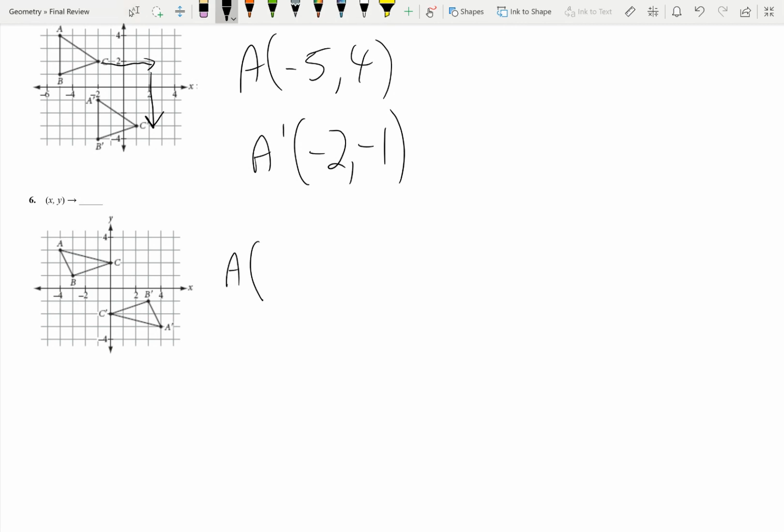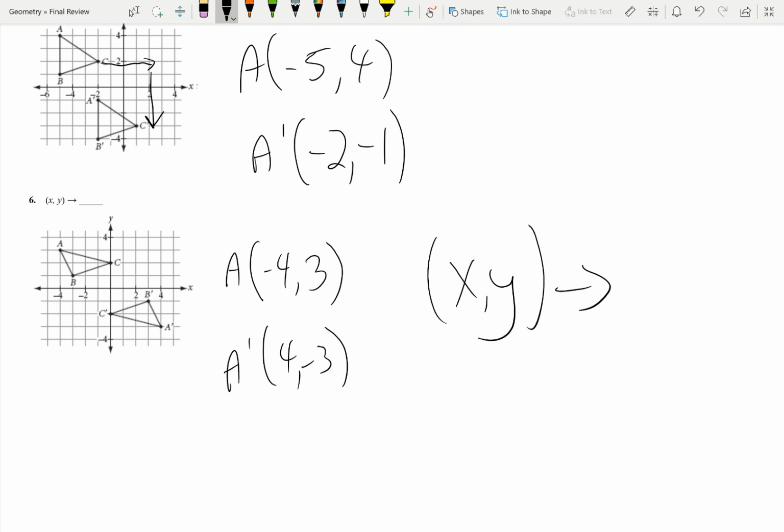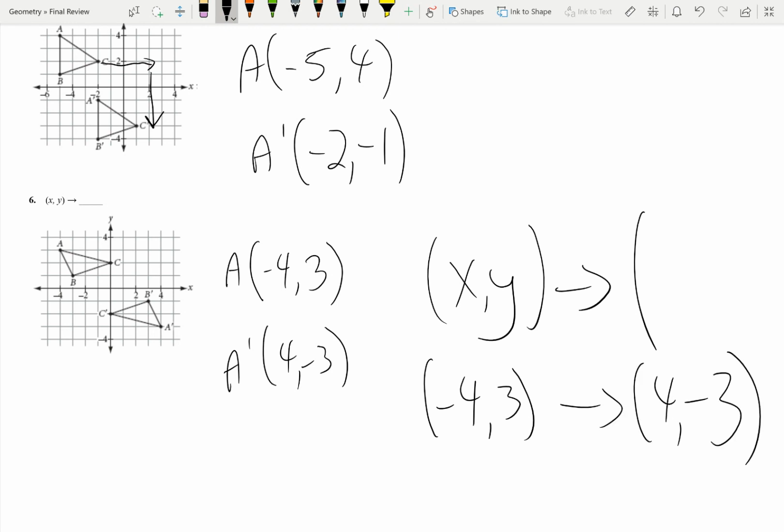Whereas down here, I'll show you what happens. This is A, so A is minus 4, 3, and A prime, we can see, is 4, minus 3. So you'll notice how in this case the numbers didn't change. All that changed was the sign, right? So if you have x comma y, how does it change when it goes from A to A prime? Well, I'll just write that down here. Well, it looks like x and the y are in the same location, but the x changed sign, so we put negative, but negative just means opposite, right?